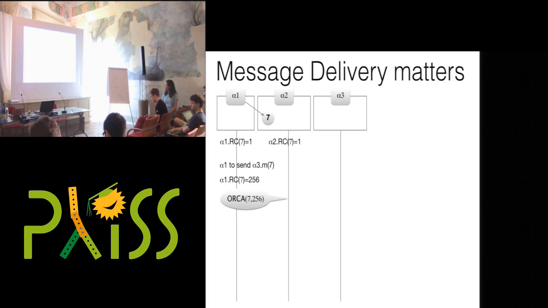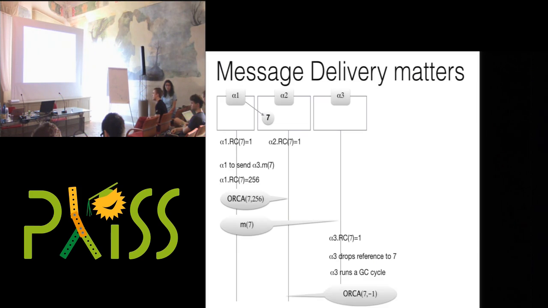He will send an Orca message to alpha 2 saying, set your reference count to 256. Then he will send the message with 7 to alpha 3. Alpha 3 will set its reference count when he receives it, he sets his reference count to 1. Then, in our scenario, alpha 3 drops the reference to 7, is not interested anymore. He runs a GC cycle, and therefore he needs to say to alpha 2, I'm not interested in 7 anymore. Dereference, take 1 reference off your reference count.